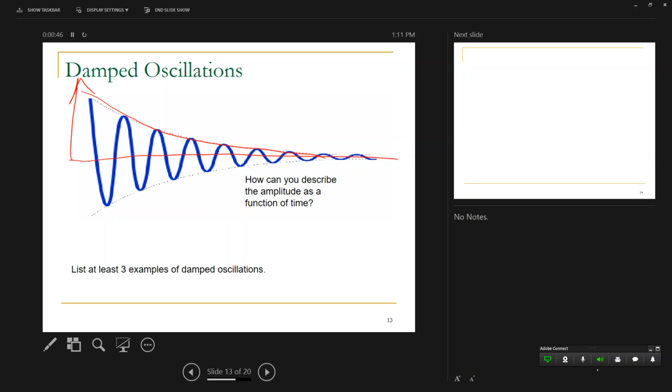This is not the same as friction. Friction is really a kind of energy lost to the mass itself touching against something else. We're not talking about friction, we're talking about what's called damping.